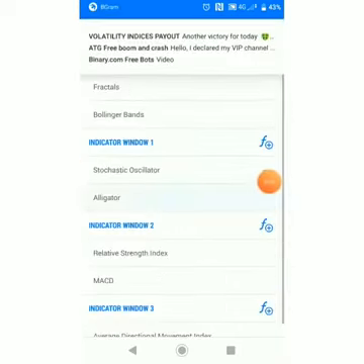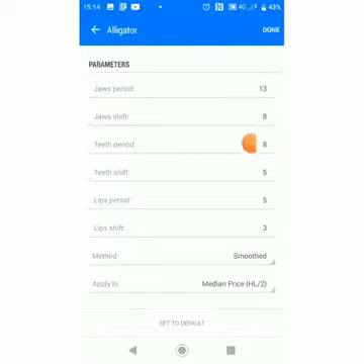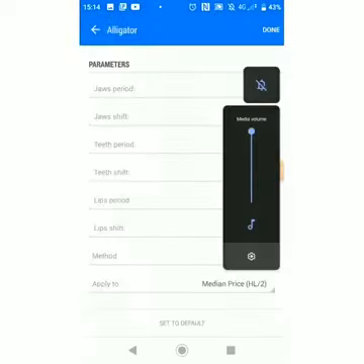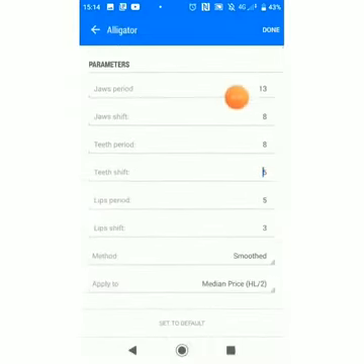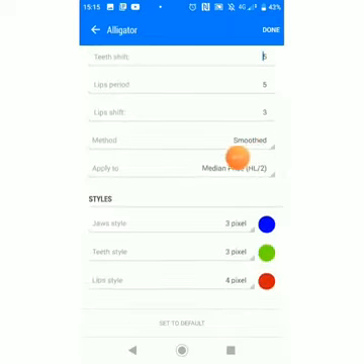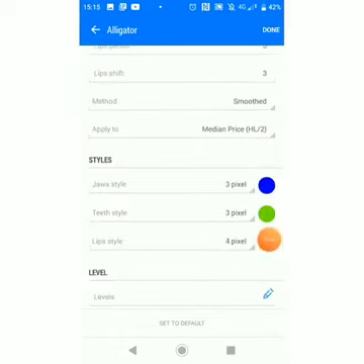For the alligator: jaws period 13, jaws shift 8, teeth period 8, teeth shift 5, lips period 5, lips shift 3, method smoothed, median price high/low /2. The colors are blue, green and red. You can make it 4 pixels or 3 pixels. No levels.